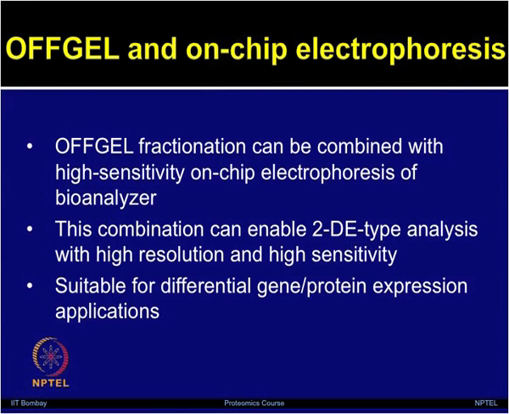Now, the off-gel fractionation can be combined with the highly sensitive on-chip electrophoresis bioanalyzer, which enables two-dimensional electrophoresis type of analysis with very high resolution and high sensitivity. This method is very suitable for studying differential protein expression for different applications. So, similar applications which one can do with two-dimensional electrophoresis can also be performed by applying these two methods together, the off-gel and on-chip electrophoresis.